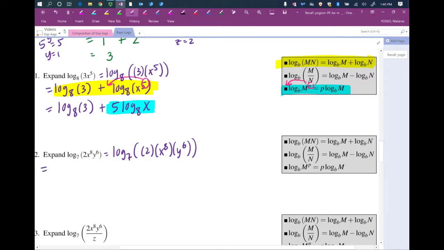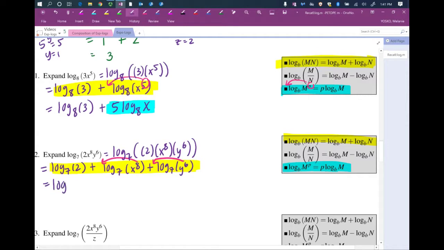Okay, so we're going to write this as log base 7 of 2 plus log base 7 of x to the 8th plus log base 7 of y to the 6th. That's this top property right here. Oh, but look, some of our operands have powers. So we can use this property down here to move the powers. We can move this 8 in the front to be the coefficient of that logarithm, and also the same with the 6, right? So this is log base 7 of 2 plus 8 times log base 7 of x plus 6 times log base 7 of y. Isn't that fun?